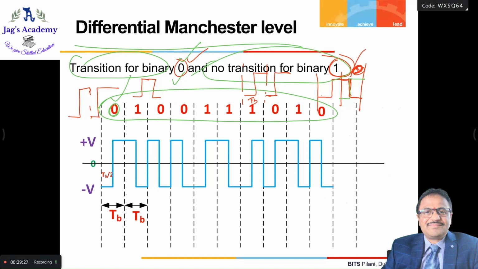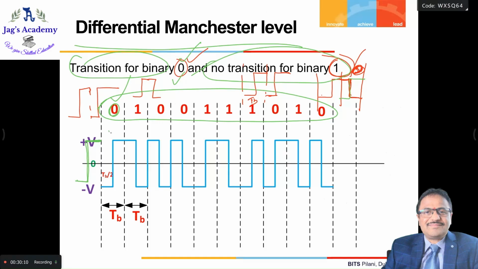When 0 is encountered, from where will it start? 0 means there is a transition. So how do you represent it, from the top or from the bottom? You don't know what the previous one is, and unless you know the previous one, it is not possible. That's why the previous level is assumed to be this level. This is the previous bit.